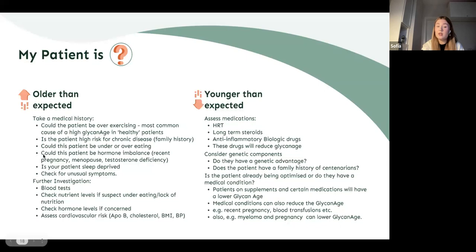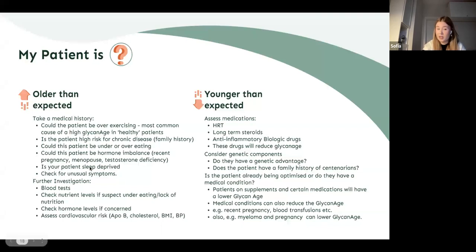Next, could this patient be in hormone imbalance? So what we discussed just now, did they have a recent pregnancy? Are they entering perimenopause or menopause? Do they have a testosterone deficiency? These are all very important questions, because as we know, estrogen is a huge regulator of our immune system. And for example, in menopause, when estrogen drops, the chronic inflammation goes up significantly. So this is something to be aware of.